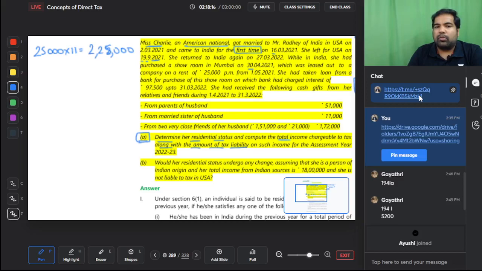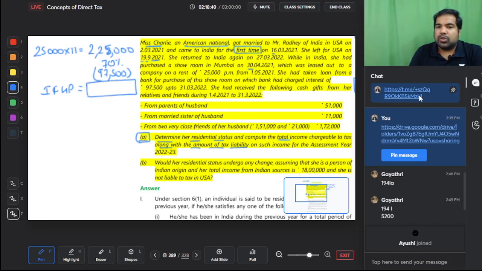She had taken a loan from a bank for the purchase of the showroom, on which the bank had charged interest of 97,500 up to 31st March. On this, guys, municipal taxes are not given, so you will take 70% of this and then minus 97,500, and you will get income from house property. That answer will be taxable.